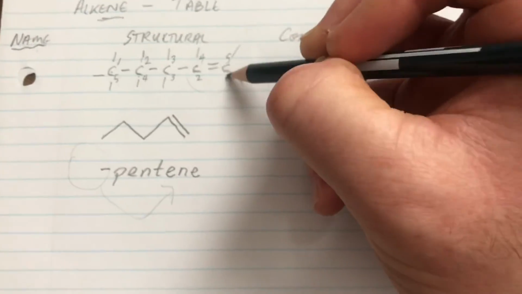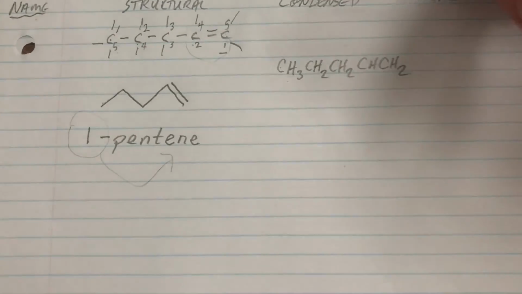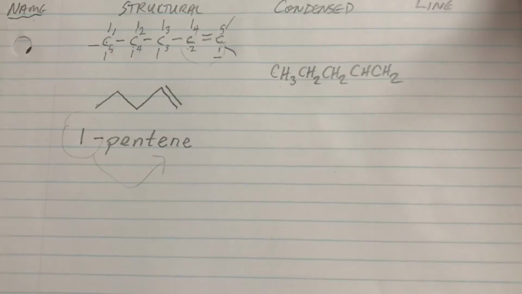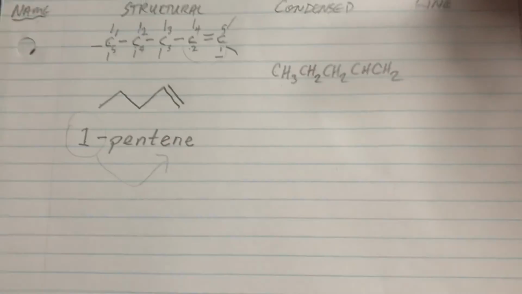So if it's between carbons 1 and 2, we use the lower of those two numbers, and we say, this is 1-pentene. Our double bond is between carbons 1 and 2.